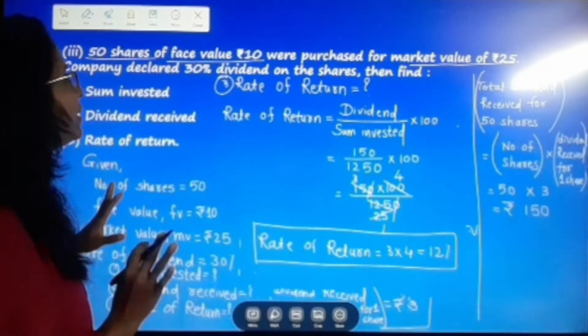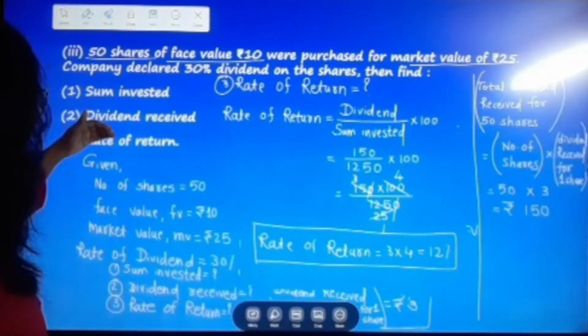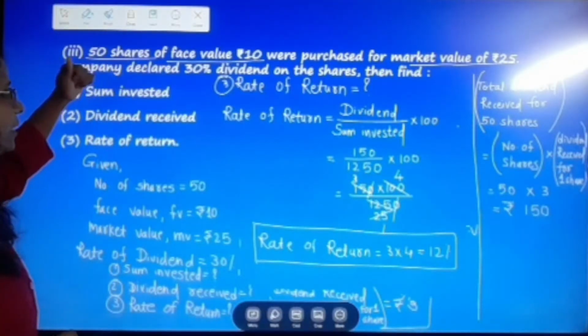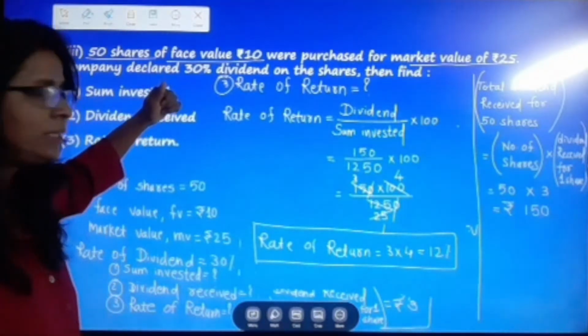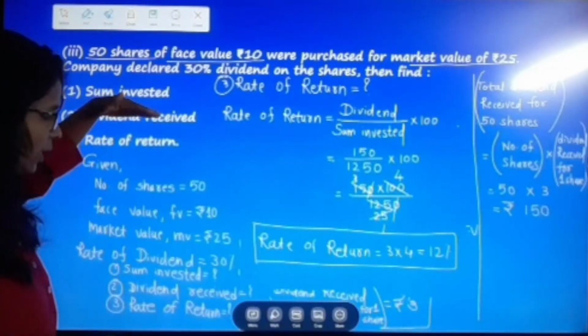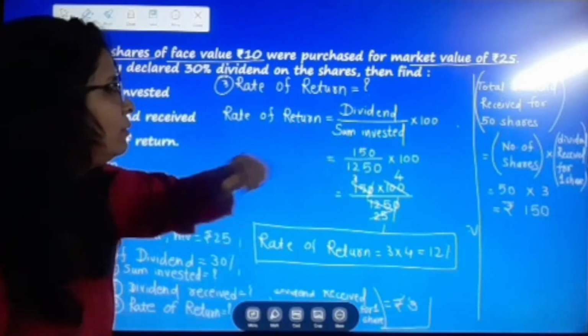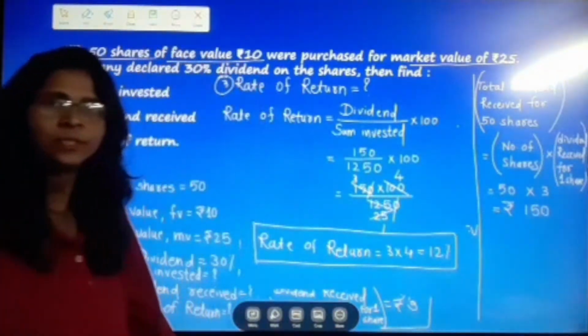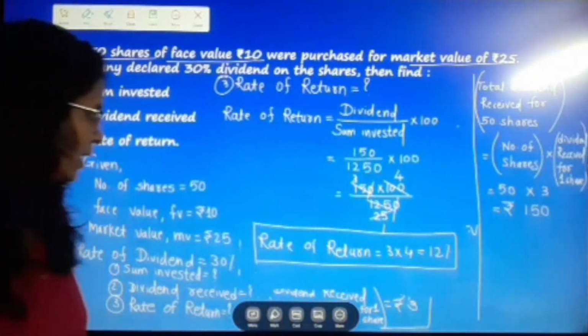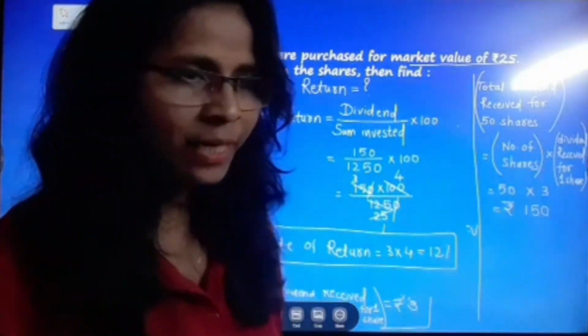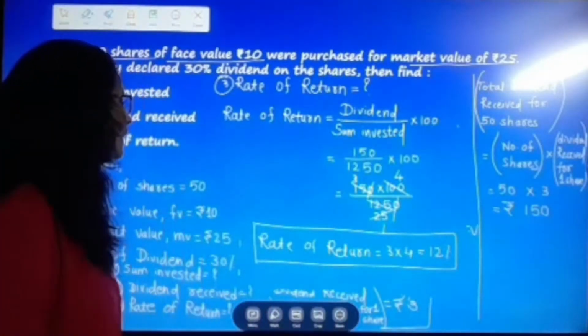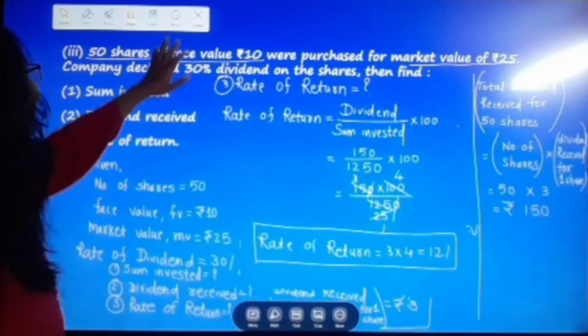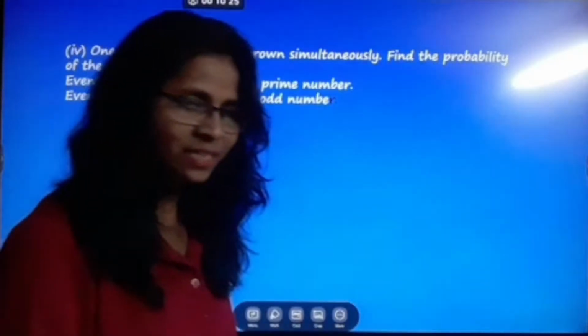12% is done, all solved. Sum invested is ₹1250. Then dividend received is ₹150, and the rate of return is 12%. Okay, students. Then next example, students. See the next example. Okay. Next example.